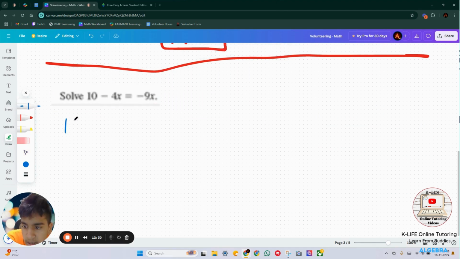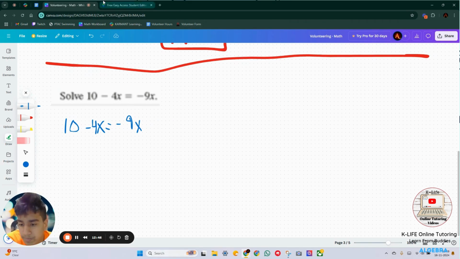So it says 10 minus 4x equals negative 9x. I just went to the smaller size for the pen because it takes up too much space with that red one. It's like a big, bolded marker.